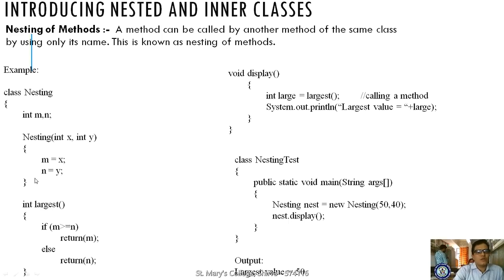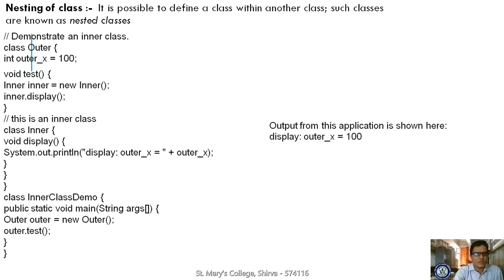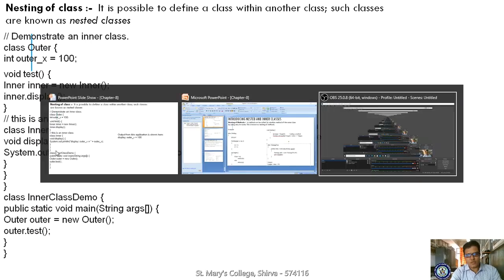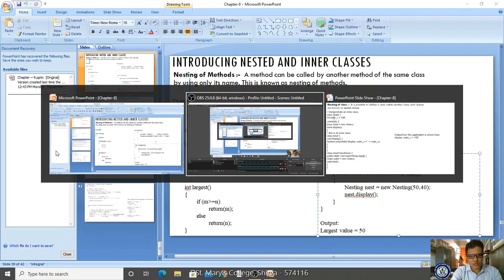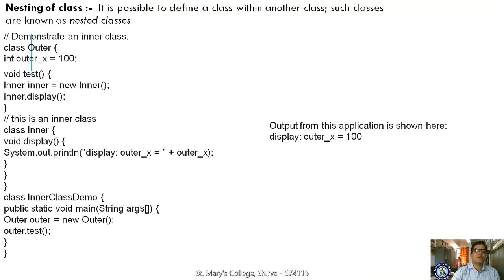In the last class we have learned about the nested class, nested methods. Now we are going to be learning the concept of nesting of class. So what is the nesting of a class? Any class placed within another class is called a nested class. Okay, any class placed within another class is called a nested class. Let us see this program, you are going to understand this concept.